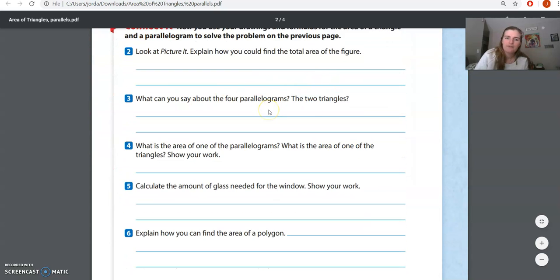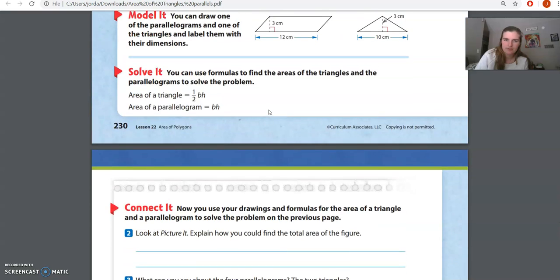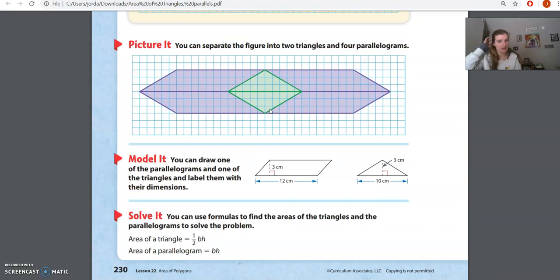What can you say about the 4 parallelograms? So the 4 parallelograms that are being created here is this purple one from the outside of the green line here, this other purple one from the outside of the green line here, this purple one, and this purple one. So the green line is creating the boundaries, and the 2 triangles they're talking about is the 2 green triangles.